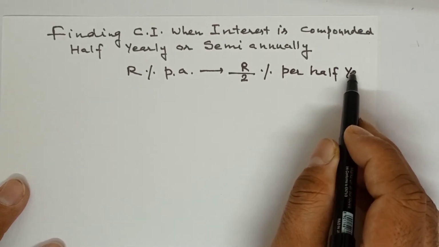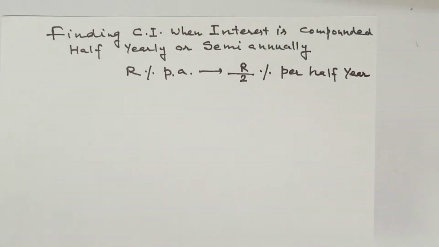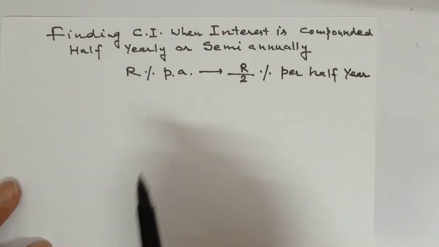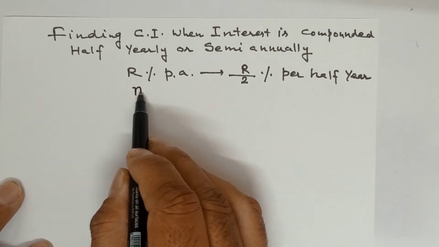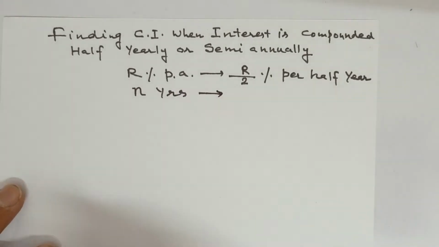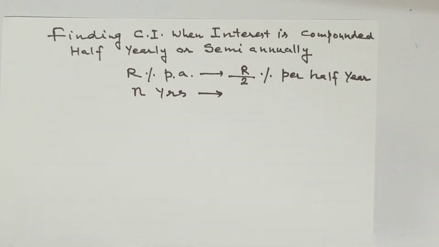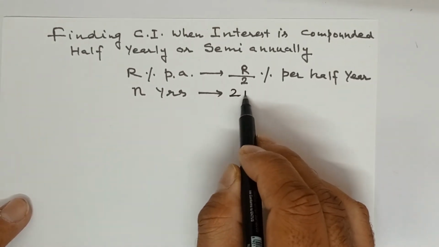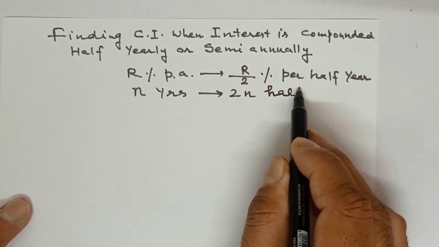For example, we are given 8% interest per annum. So what we will do is 8 upon 2% per half year. That will become 4% per half year. Similarly, when the time is given in years, like n years, we need to convert that into half years. Like in 1 year, there are two half years. So when the interest is given half yearly for n years, we need to write that there are 2n half years, as there are 2 half years in 1 year.